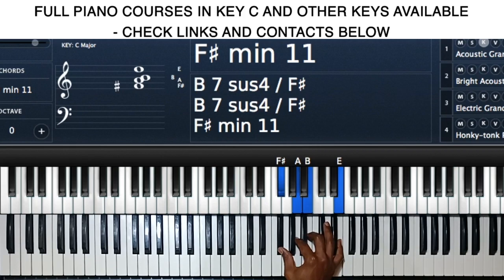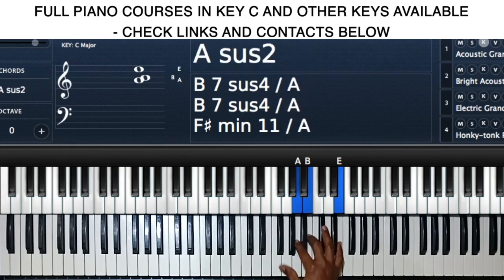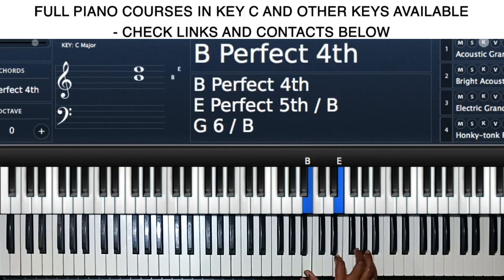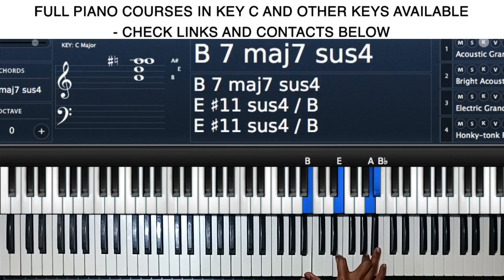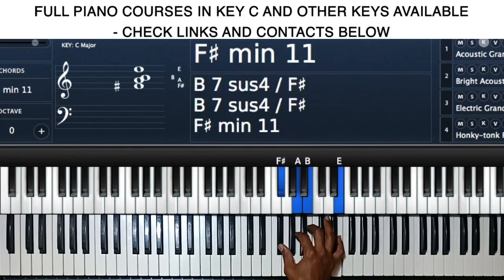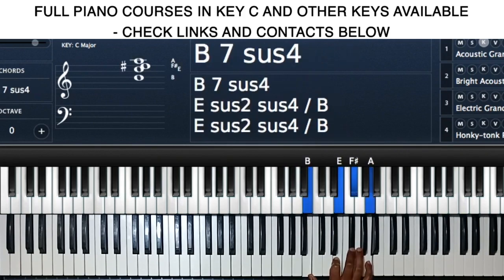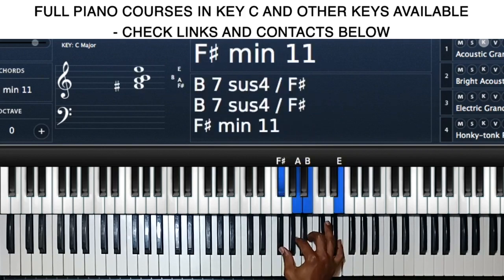Let me remove the inversions so that we can understand that. Let's play the B, the E, the A, and the F sharp. This is the original chord. If we invert this again, it's kind of a B7 sus4 chord, but we are playing it in this inversion.